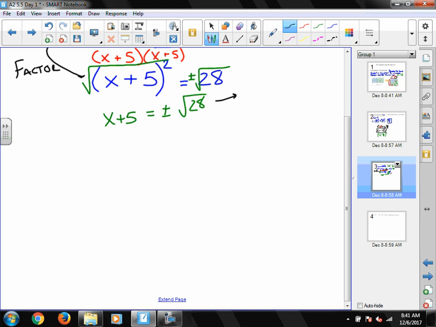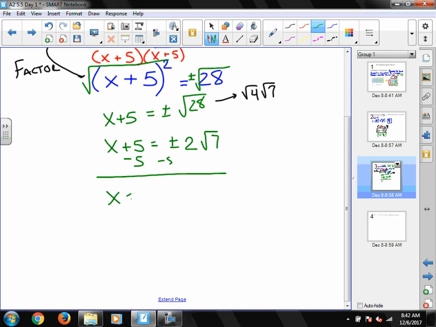The biggest perfect square that goes into it is 4. So I'm going to get the square root of 4 times the square root of 7. 7 doesn't have any perfect squares in it. So I'm here at x plus 5 is equal to plus or minus 2 square root 7, since the square root of 4 is 2. Subtract 5 from both sides. I get that x is equal to negative 5 plus or minus 2 square root 7. And there's our answer.